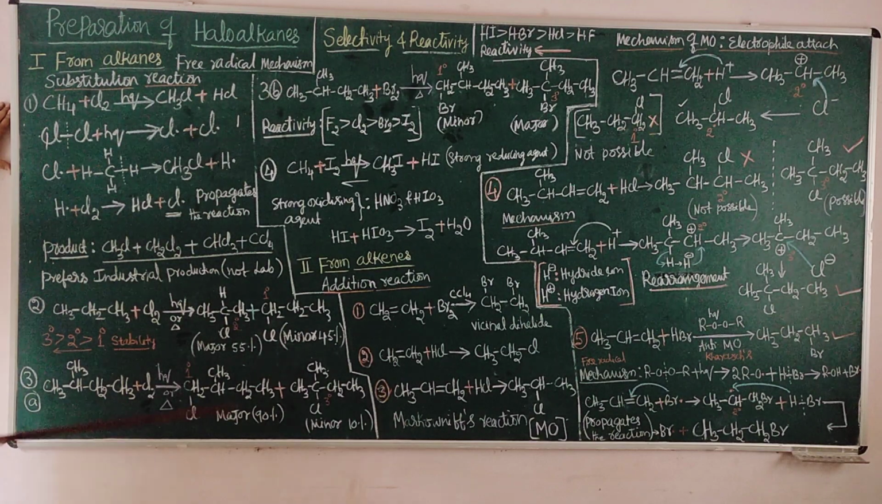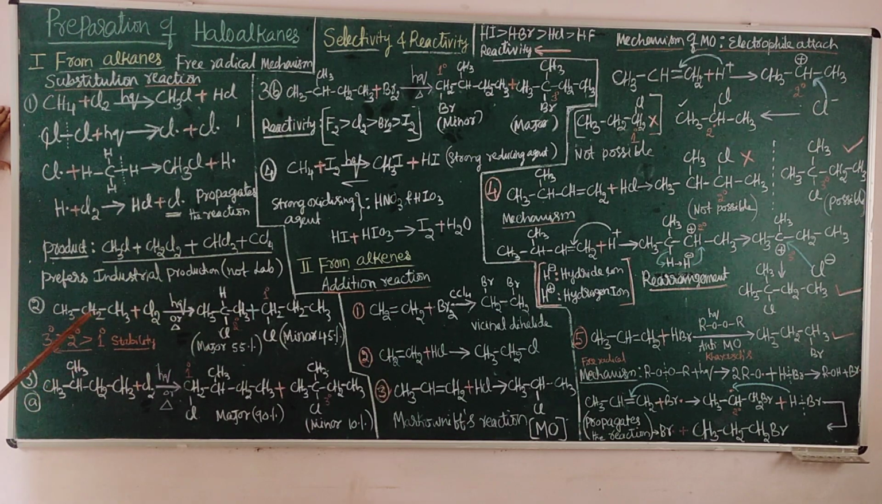Now look at why it is major, why it is minor. In this case, this is 2, this is 1. The carbon with 2 is called the secondary carbon, this is the primary carbon. Therefore, the major product predominates over this. It is selectivity. The preference is on the basis of this.